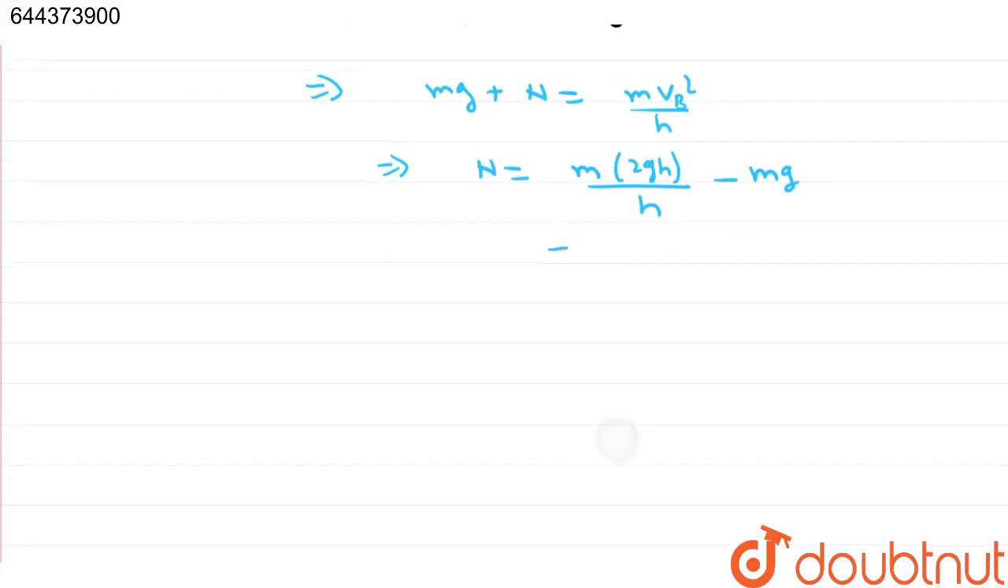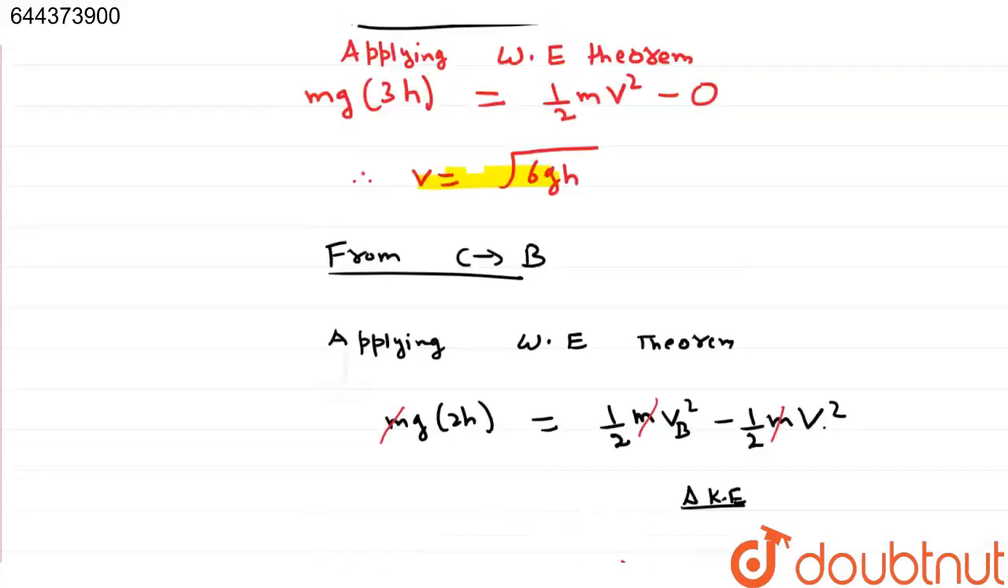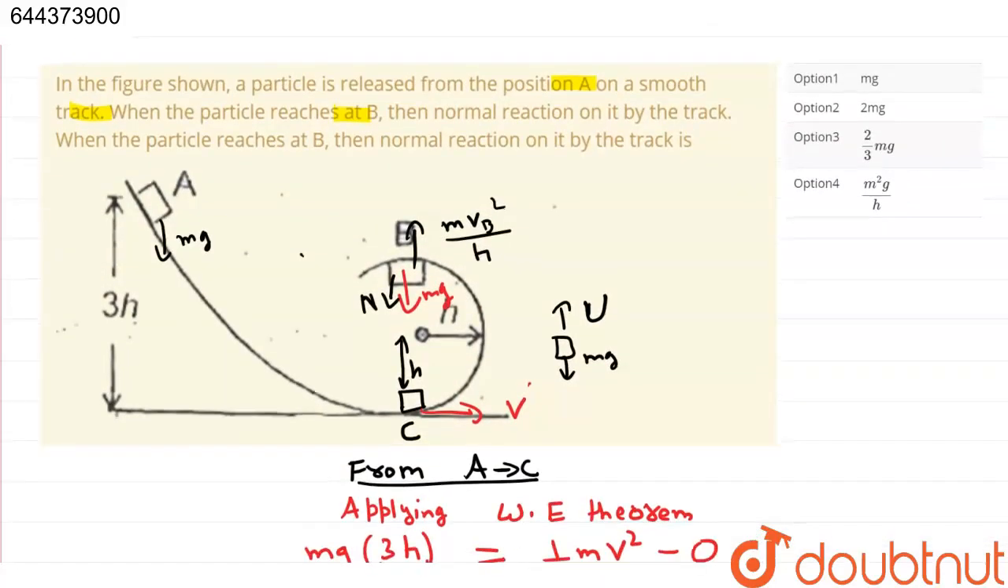So it will be 2mg minus mg is equal to mg. So the normal reaction is equal to mg. Thus, from the given options, the correct option is option 1, that is mg.